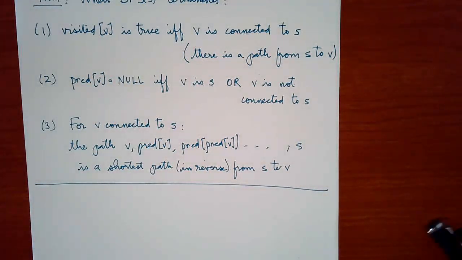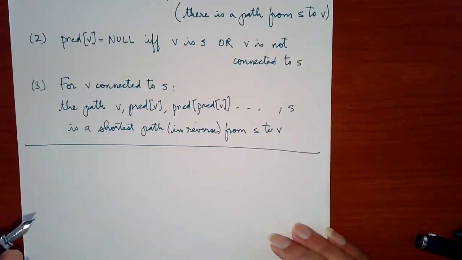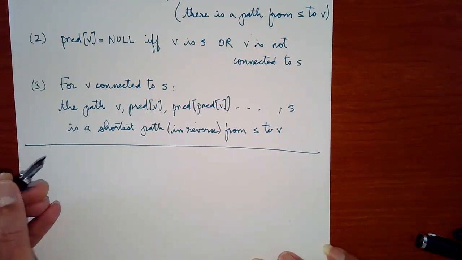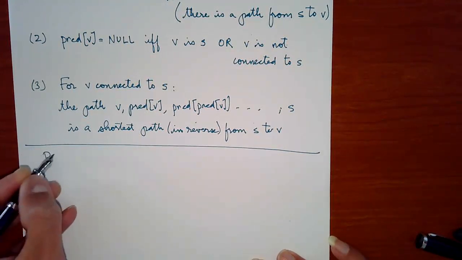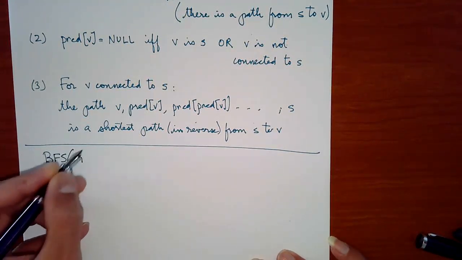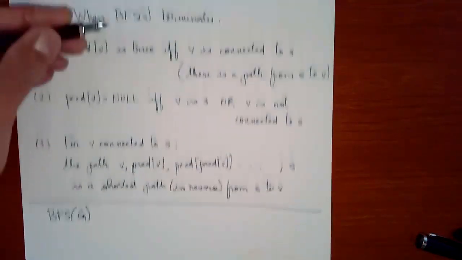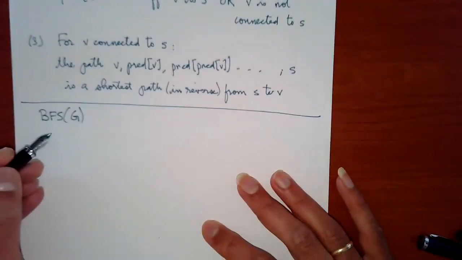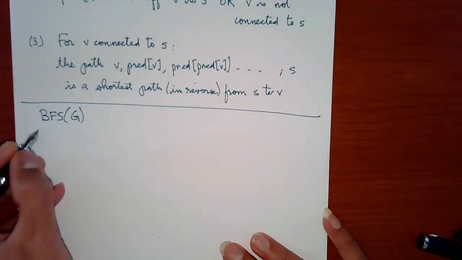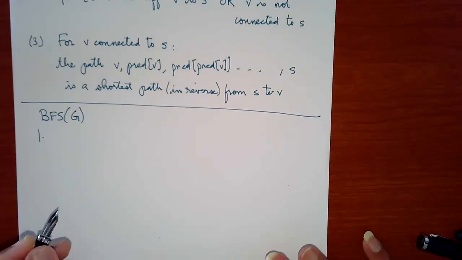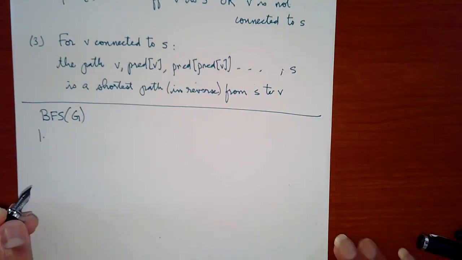Now I want to talk a little bit about, just to complete the introduction to BFS, what BFS on the whole graph means. This was BFS starting from a source vertex. What is BFS on the whole graph? Basically, you just run BFS from all unvisited vertices.